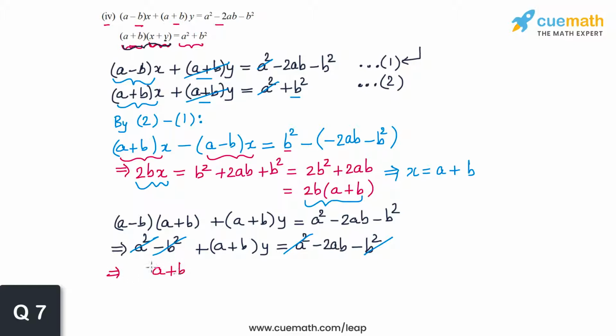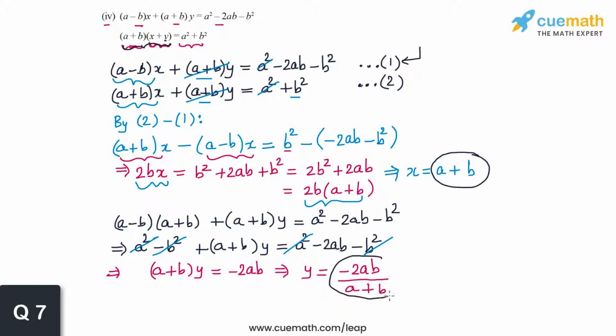(a plus b) times y is equal to minus 2ab, and from here I get y is equal to minus 2ab by (a plus b). So the answer I get is x is equal to a plus b and y is equal to minus 2ab by (a plus b). This pair of values is the solution for this pair of linear equations.